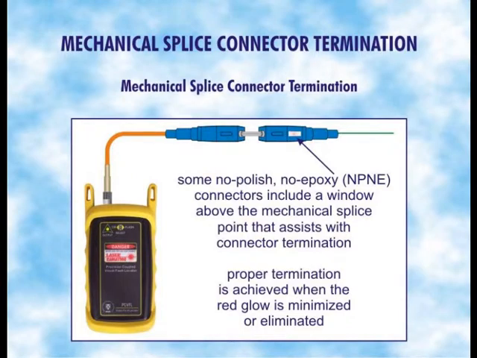Finally, some mechanical splice connectors on the market include a small transparent window above the splice point to assist with connector termination. Proper termination is achieved when the red glow from the VFL is minimized or eliminated.